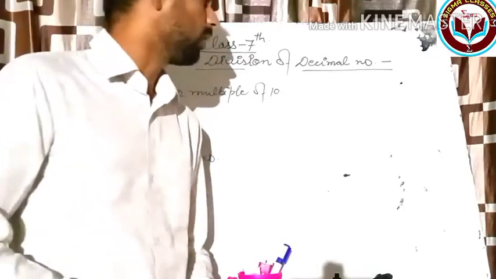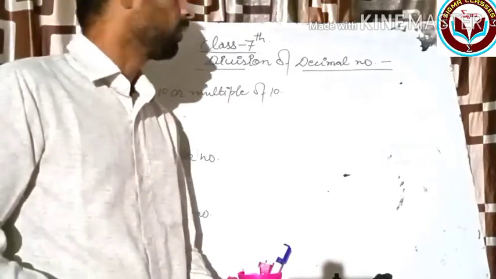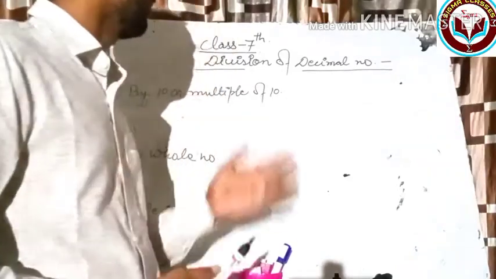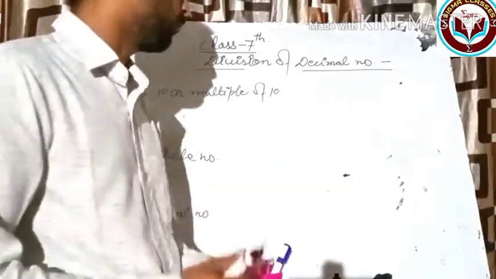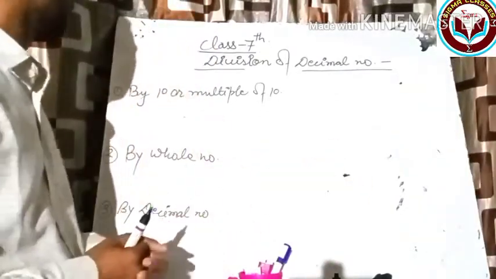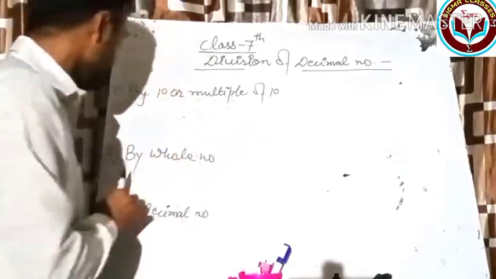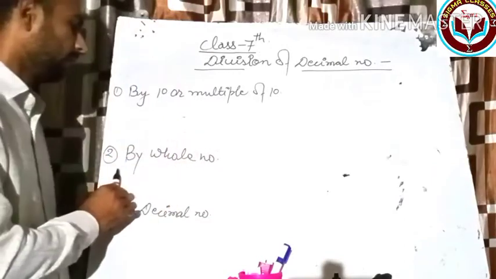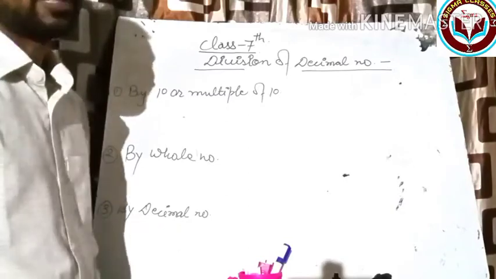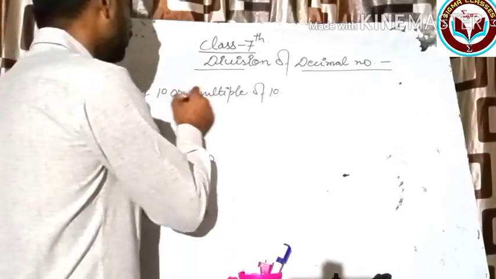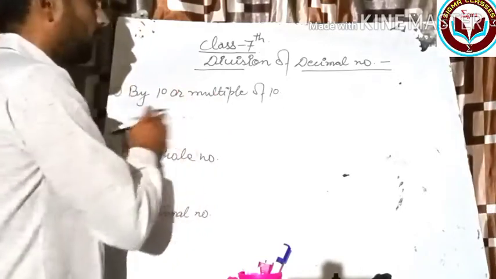So today we will start our new topic, that is division of decimal numbers from standard 7th. In this topic we will cover three important points: division of a decimal number by 10 or a multiple of 10, division of a decimal number by a whole number, and division of a decimal number by a decimal number. First we will learn how to divide a decimal number by 10 or a multiple of 10.